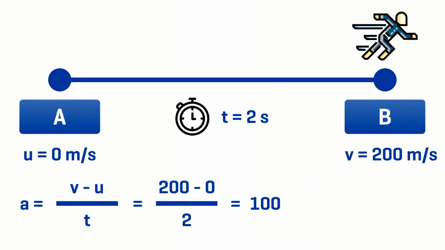Fill in the values and you get 200 minus 0 divided by 2 is equal to 100. But 100 what? Because we need some units here. And that's where we do some unit analysis. We know that velocity is measured in meters per second and time is measured in seconds. When you combine those units together, you will find the acceleration is given in units of meters per second squared. In this instance, Quicksilver's acceleration was a mind-boggling 100 meters per second squared.